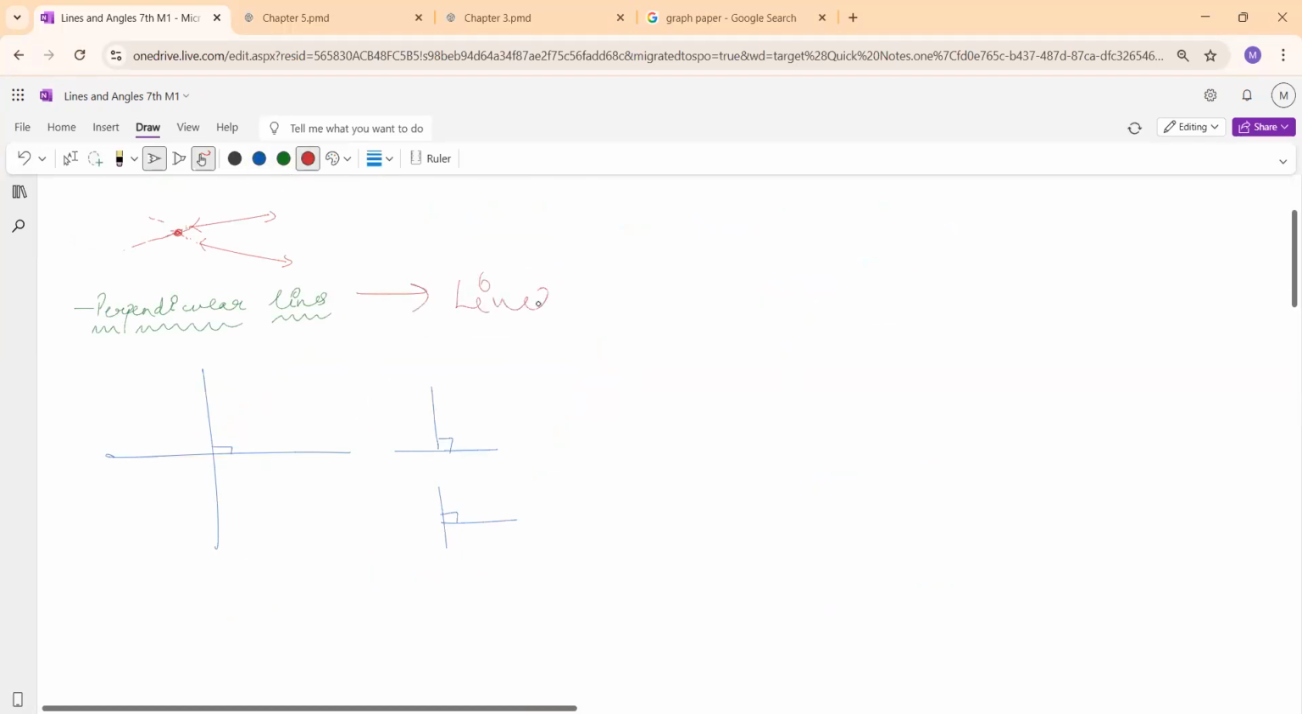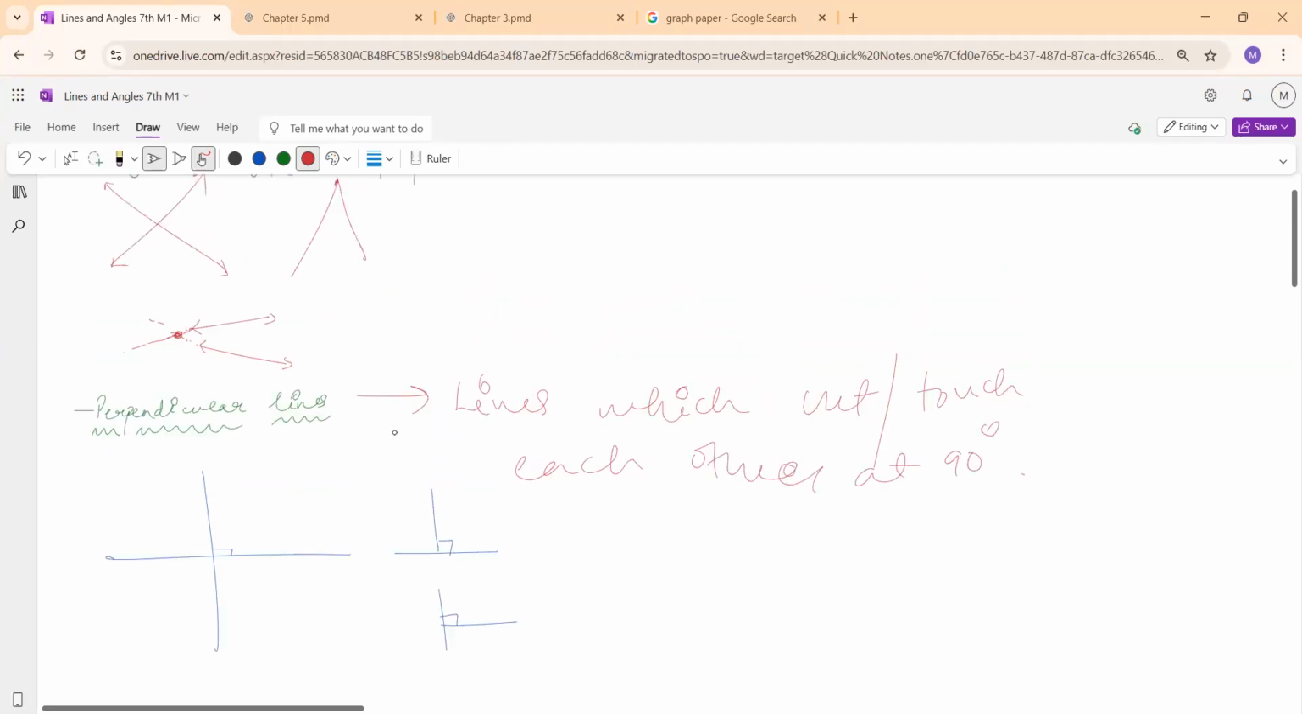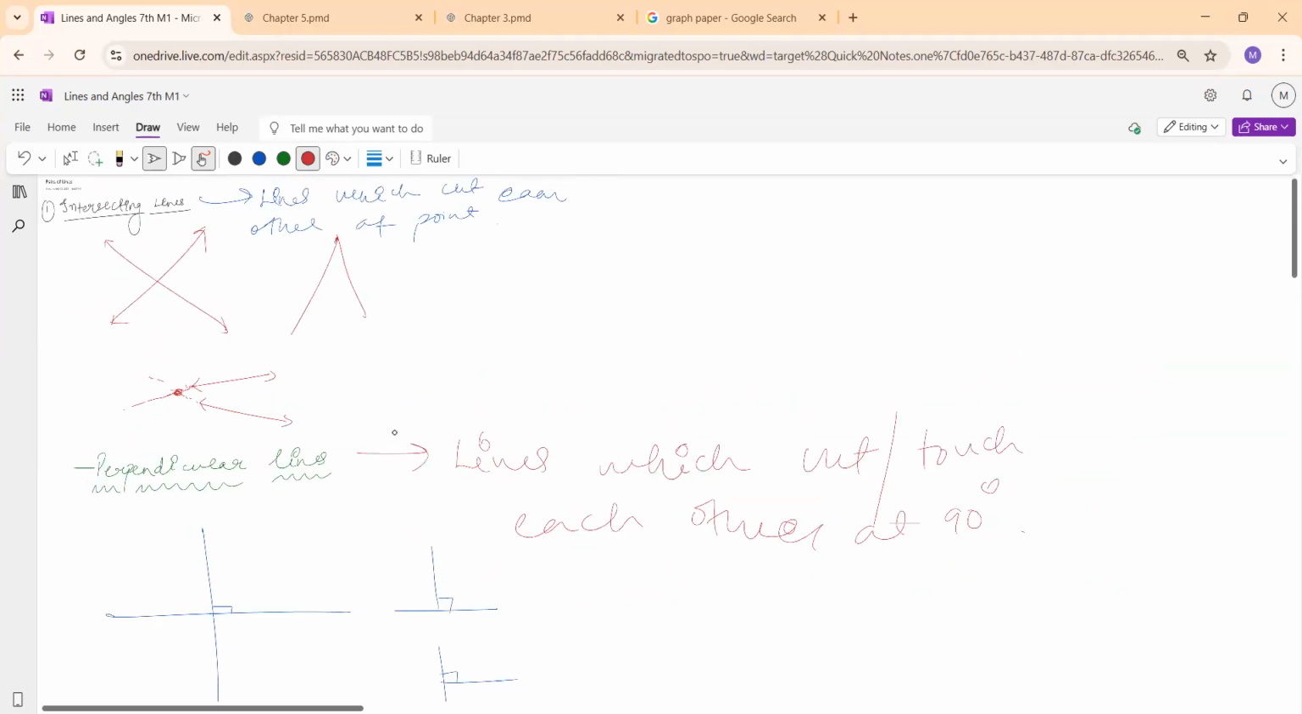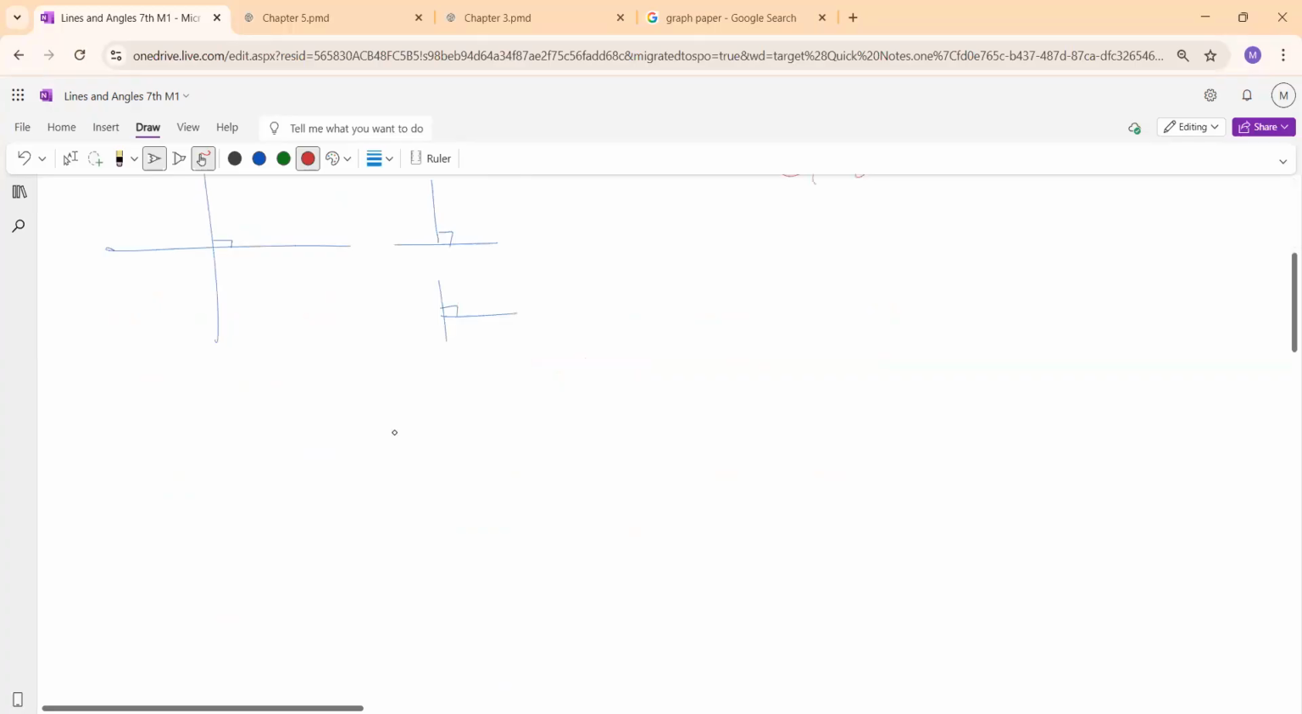Lines which cut or touch each other at 90 degrees. Guys, is that clear? What are perpendicular lines and what are intersecting lines? Yes, sir. Yes. Now the third type of lines, and the most important ones, sir, are.